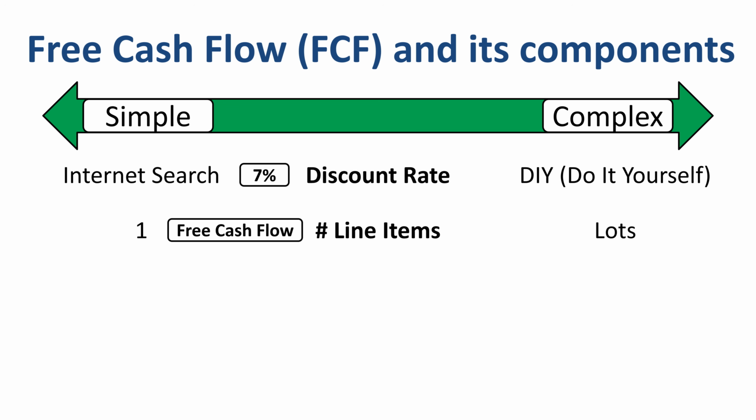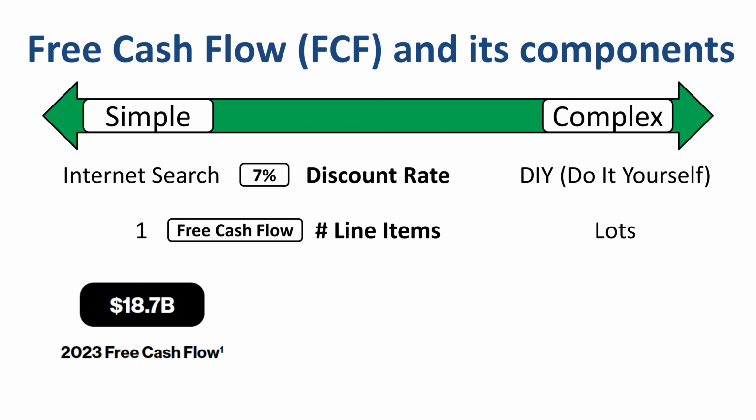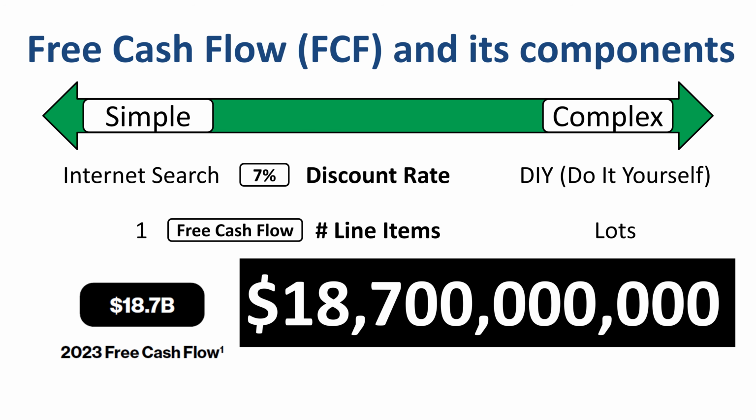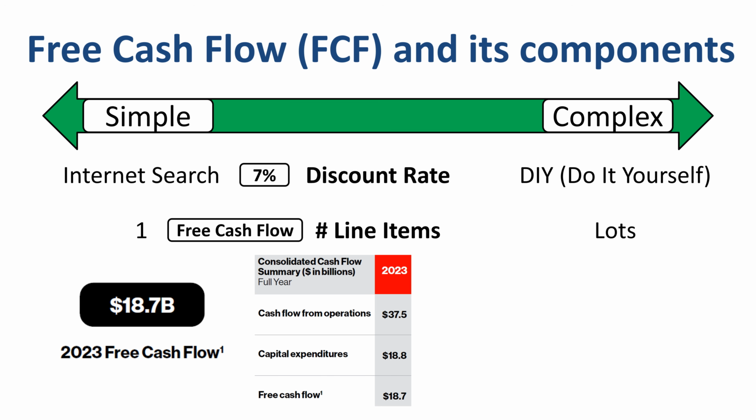At the time of making this video, the free cash flow for Verizon in the latest financial year was $18.7 billion. 1, 8, 7, and then 8 zeros. That's a lot of free cash flow. The two high-level components going into free cash flow are cash flow from operations and capital expenditures. In the case of Verizon, $37.5 billion of cash flow from operations, with half of that, $18.8 billion, getting reinvested into the business through capital expenditures, which leaves $18.7 billion in free cash flow.